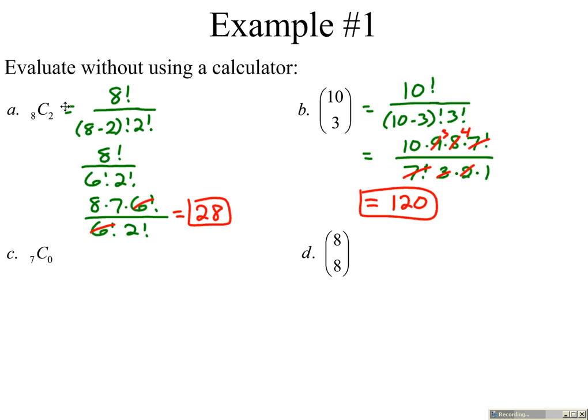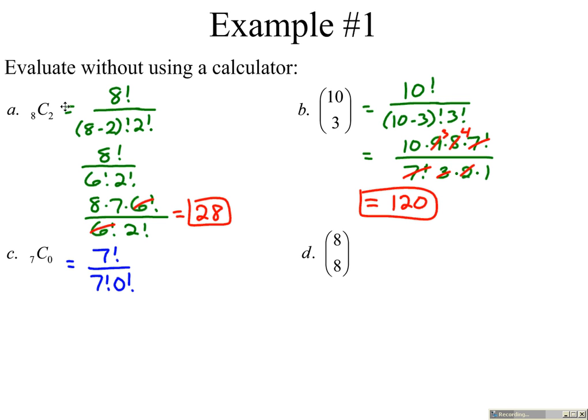Seven choose 0. 7 factorial over 7 factorial, 0 factorial. And these combinations also have a lot to do with probability. What a combination means is: whatever you are choosing from is how many things you have, and then you choose in groups of whatever. So if I have 8 things and I want to choose them in groups of 2, how many different ways can I do that? 28 different ways. If I have a group of 10 things and I want to choose groups of 3, how many different groups of 3 can I pick from 10 things?